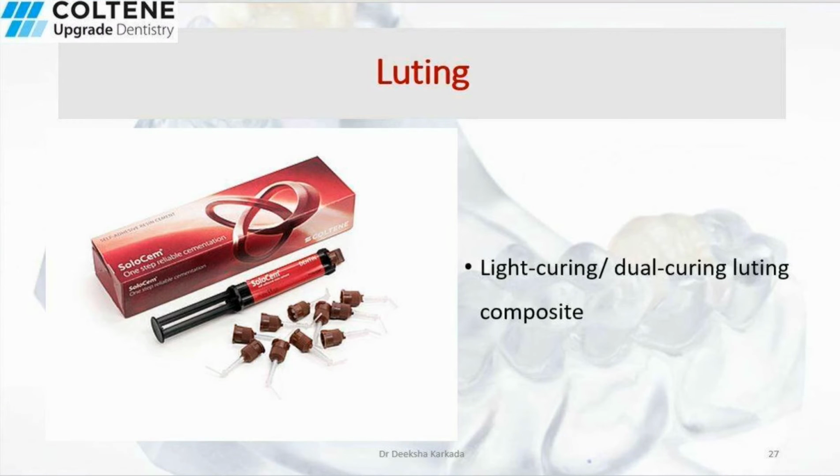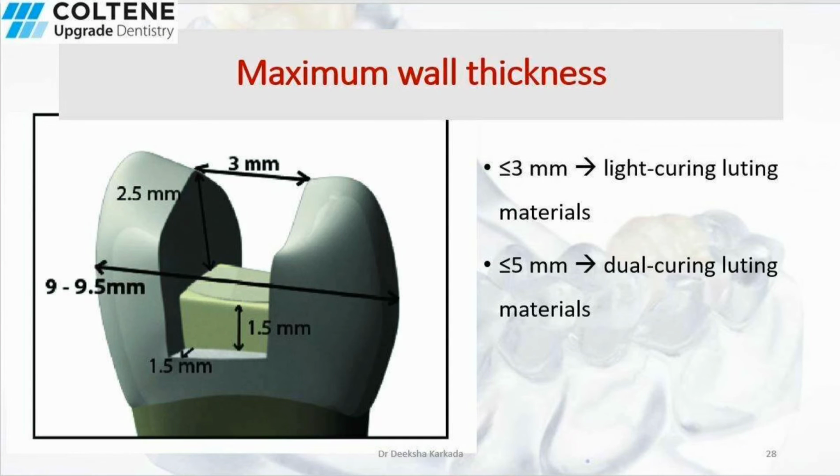A luting cement is what we might take very lightly, but it is very important to know which cement must be chosen for the particular preparation that we have made, whether it might be light curing or a dual curing luting composite. If the maximal wall thickness is less than or equal to 3 mm, it is apt to use a light curing luting material, and if our maximum wall thickness is less than or equal to 5 mm, it is suitable to use a dual curing luting material.